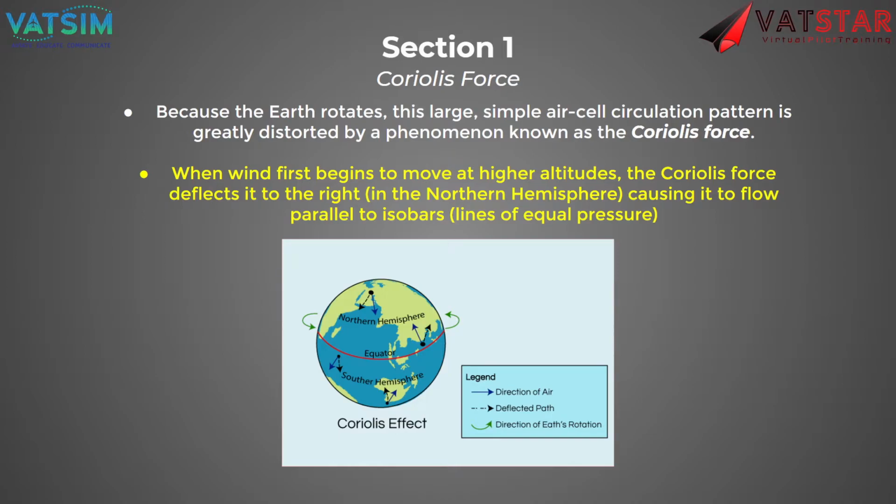So you might be thinking, well, shouldn't all weather be moving directly north or south if you have that rising air and sinking air? Well, what happens is because the Earth is rotating, the air kind of gets deflected or dragged with the Earth. So that unequal heating and movement of air is now being deflected, and that's why you get weather patterns. And that large, simple air circulation pattern is greatly distorted by the Coriolis force.